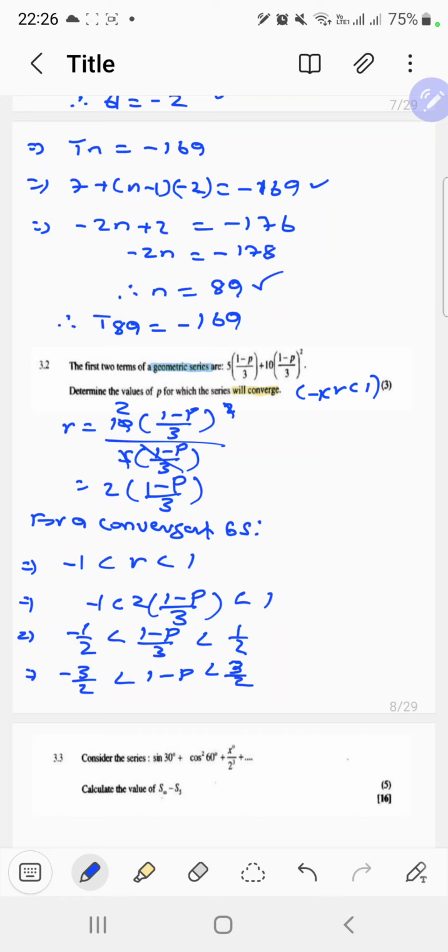So we transpose 1. When we transpose 1, what do we get? It looks like I'm going to run out of space. When we transpose 1 here, we get minus 5 over 2 is less than minus p, which is itself less than, again when we take 1 this side, a half. Therefore our p must be less than, so when we divide by a negative, the signs change, so it becomes 5 over 2 here. Yeah, let me just write it.